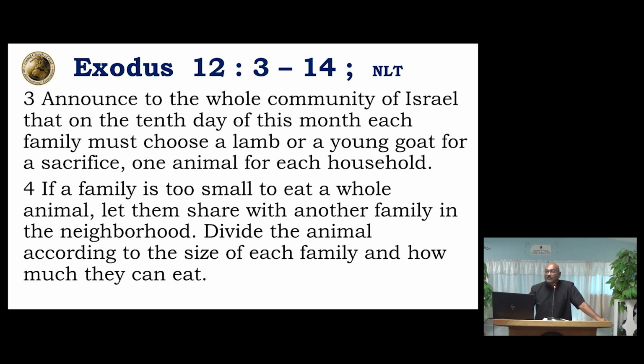Announce to the whole community of Israel that on the 10th day of this month, each family must choose a lamb or a young goat for a sacrifice, one animal for each household. If a family is too small to eat a whole animal, let them share with another family in the neighborhood. Divide the animal according to the size of each family and how much they can eat. So it was to ensure that everybody had adequate amount to eat, not like what was happening in the Corinthian church.